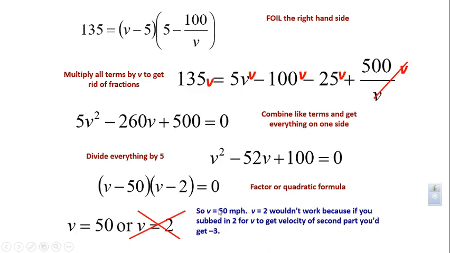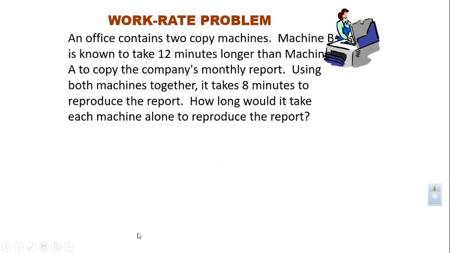Now 50 miles per hour makes sense, but 2 miles per hour does not make sense because then the second part of the trip would be going at negative 3 miles per hour, which does not make sense. So then the only reasonable answer here would be 50 miles per hour. So we have to ignore or eliminate the 2 miles per hour. That is what we call an extraneous solution. It came up as a solution legitimately through good mathematics, but it is not a natural solution to the question. The actual solution is 50 miles per hour.